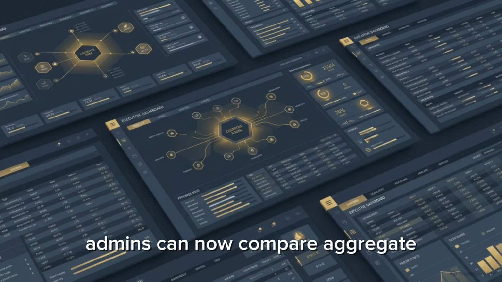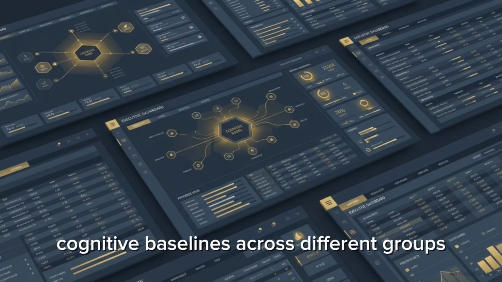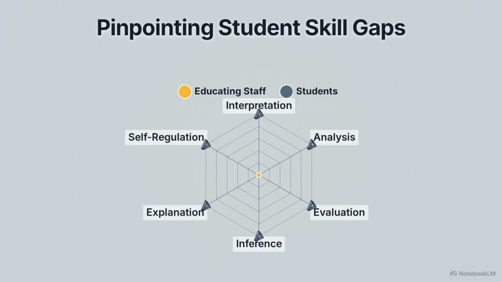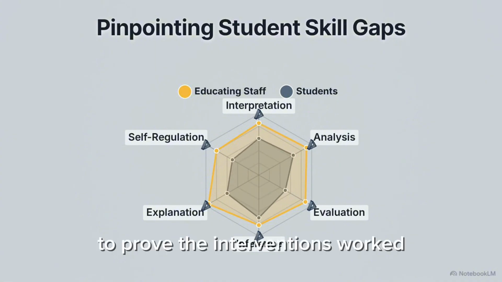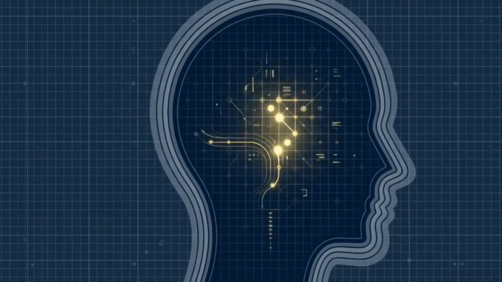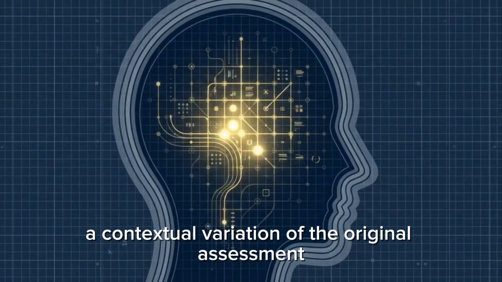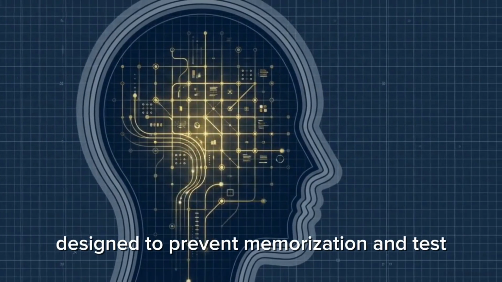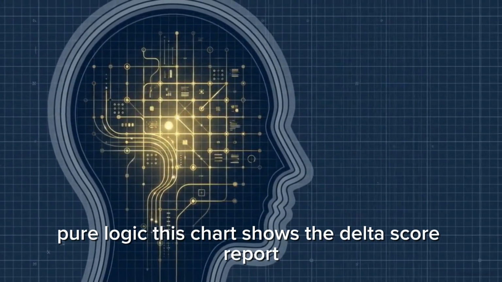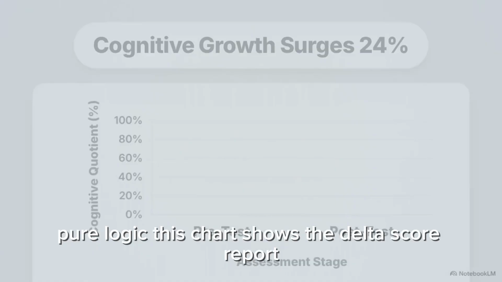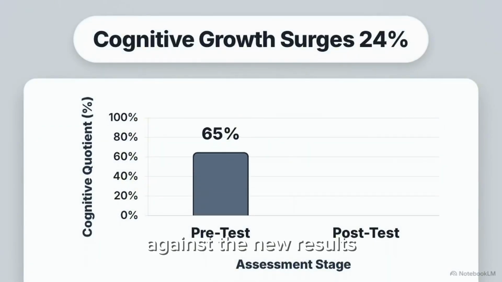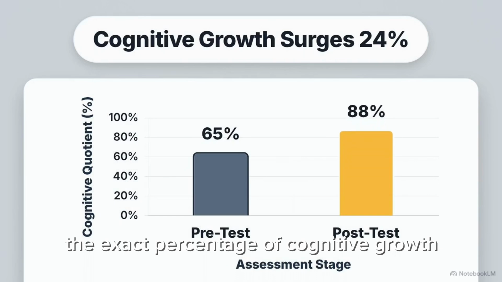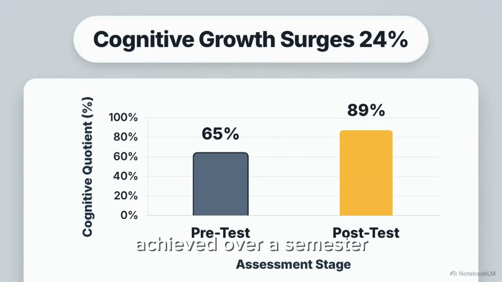Admins can now compare aggregate cognitive baselines across different groups, accurately mapping the precise skill gaps between an educating staff and their students. To prove the interventions worked, users take a final post-test, a contextual variation of the original assessment, designed to prevent memorization and test pure logic. This chart shows the Delta Score report. It compares the initial baselines against the new results, quantifying the exact percentage of cognitive growth achieved over a semester.